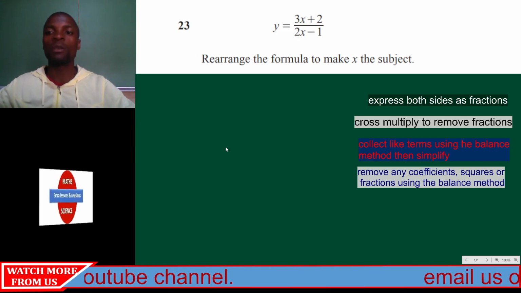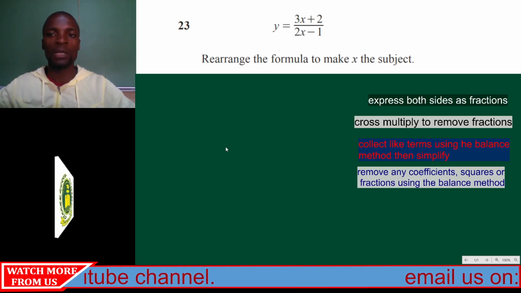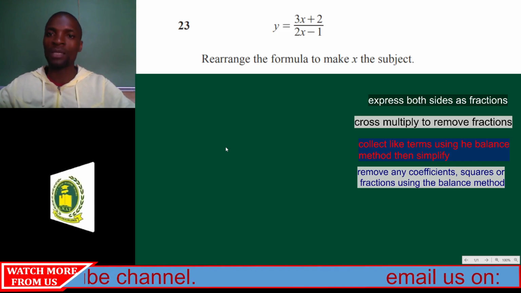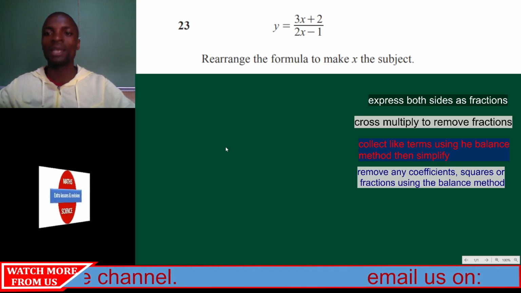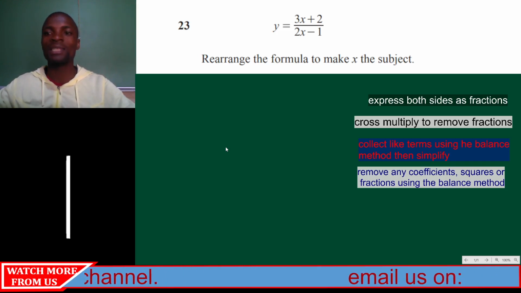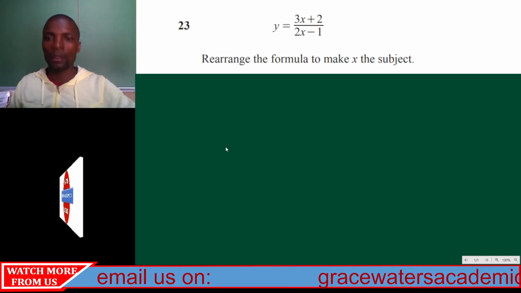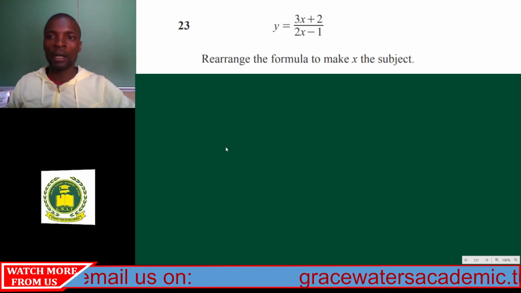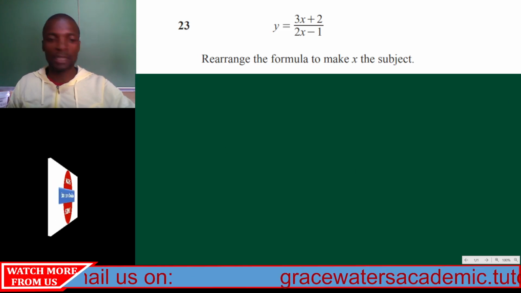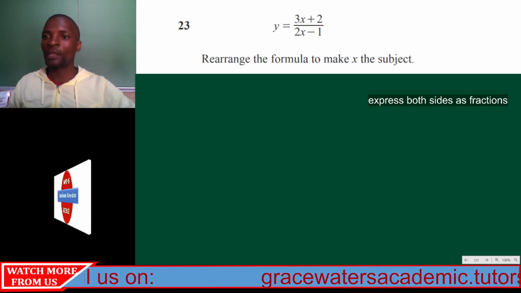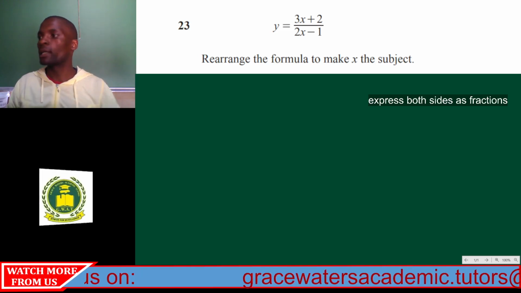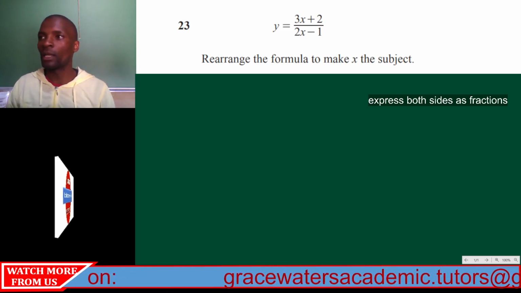So this is going to be a very simple question which I adapted from the Cambridge question papers, and it carried 4 marks. Let us see how we collect all 4 marks using these 4 stages. Okay, the first stage in trying to simplify this is expressing both sides as fractions. So let us do that very quickly together as a family.